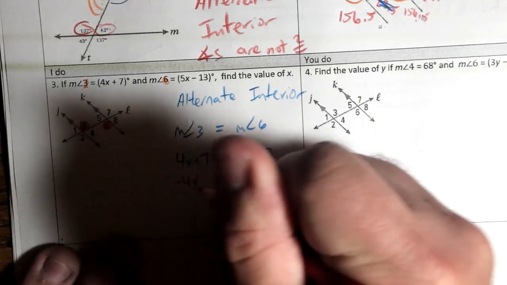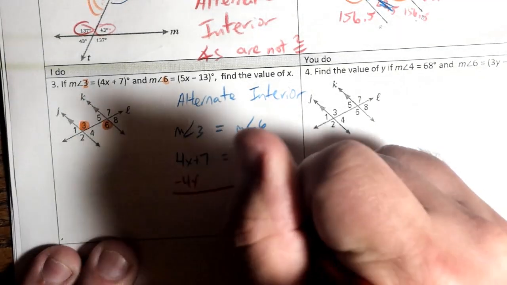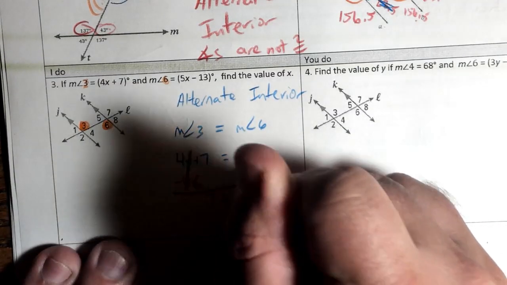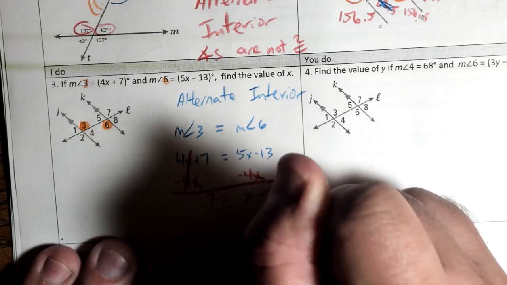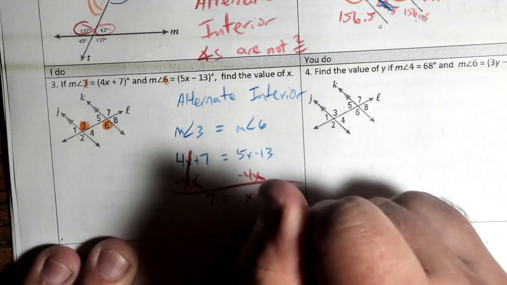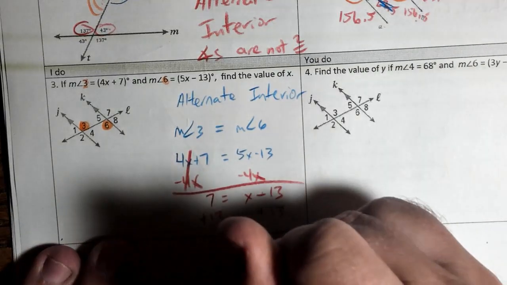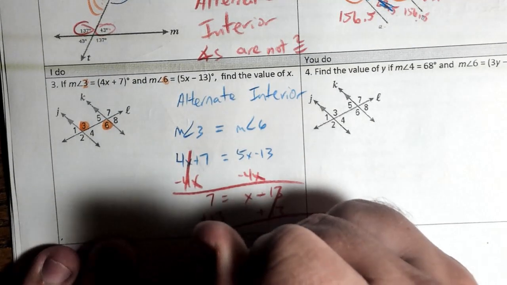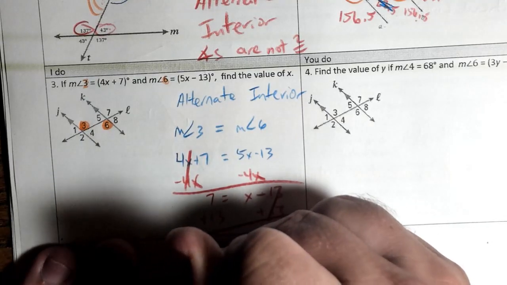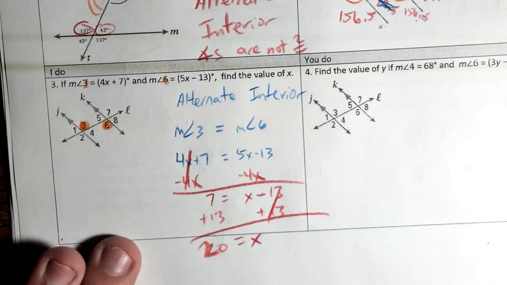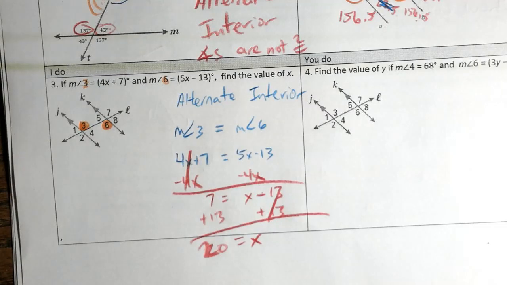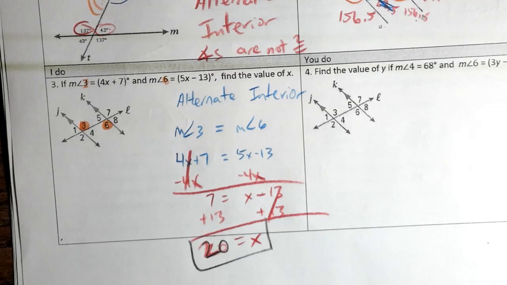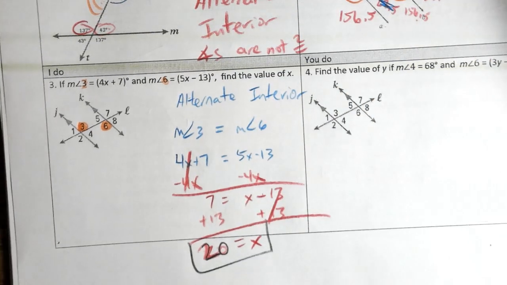We're going to subtract the 4x from both sides. Those cancel. 7 comes down. 5x minus 4x is x minus 13. Add 13, add 13. X is going to be equal to 20. So x is equal to 20. Okay, let's scoot this over.